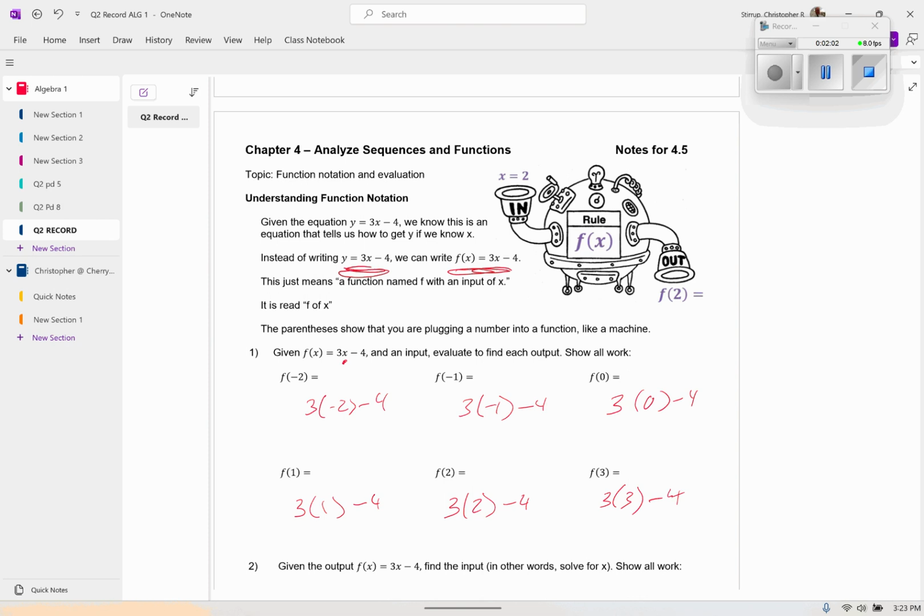3 times negative 2 is negative 6. Negative 6 minus 4 is negative 10. 3 times negative 1 is negative 3 minus 4 is negative 7. 3 times 0 is 0. 0 minus 4 is negative 4. 3 times 1 is 3 minus 4 is negative 1. 3 times 2 is 6 minus 4 is 2. 3 times 3 is 9 minus 4 is 5. Pretty simple, huh?